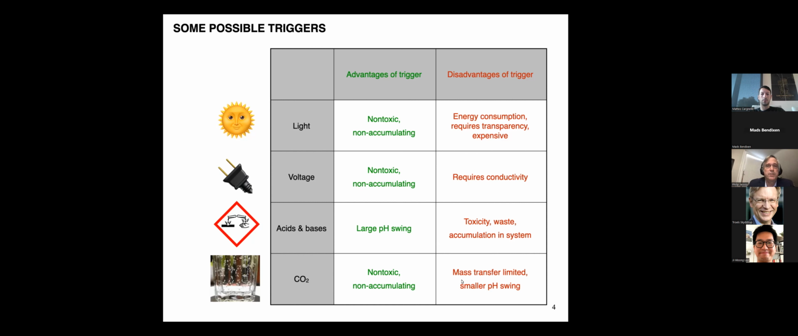The disadvantage of CO2, compared to acids and bases, is it's a small pH swing. Sodium hydroxide and hydrochloric acid can give you a pH swing of 14 units. CO2 can only give you a pH swing of about 2.5. So it's much weaker. But the fact that it's non-toxic, non-accumulating is worth it to go with a smaller pH swing. It's a good exchange.